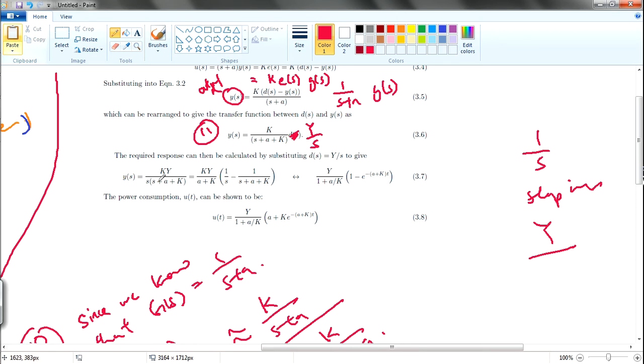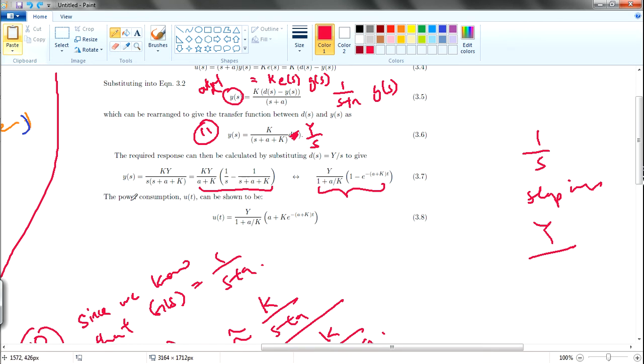In other words, this is y over s. If you multiply in, you have this one. And then you do a partial fraction. Once you have the partial fraction, you can change it to the time domain. So this portion is simply divided by k. If the whole equation is divided by k, you have 1 plus a over k, and this is the relationship for closed loop.